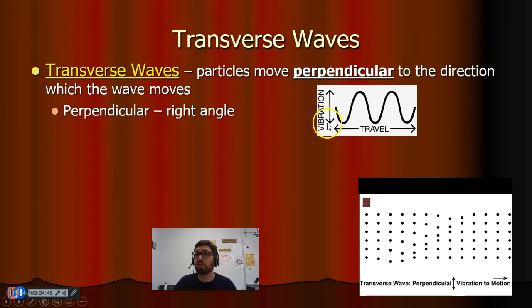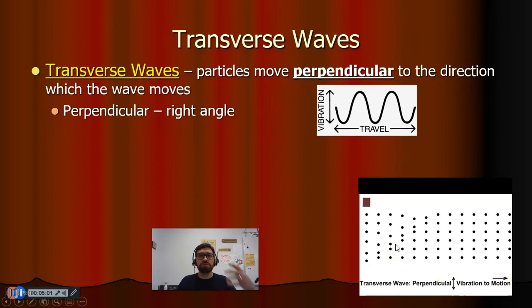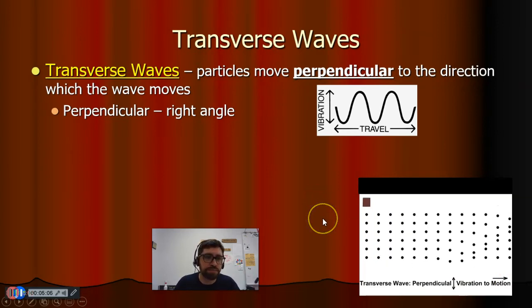So the vibration or oscillation means a back and forth movement. The vibration of the particles is up and down. But if you look at it as a whole, you can clearly see that the wave is moving from left to right across the screen. So the vibrations are perpendicular to the actual direction of wave propagation. The wave itself is traveling from left to right.